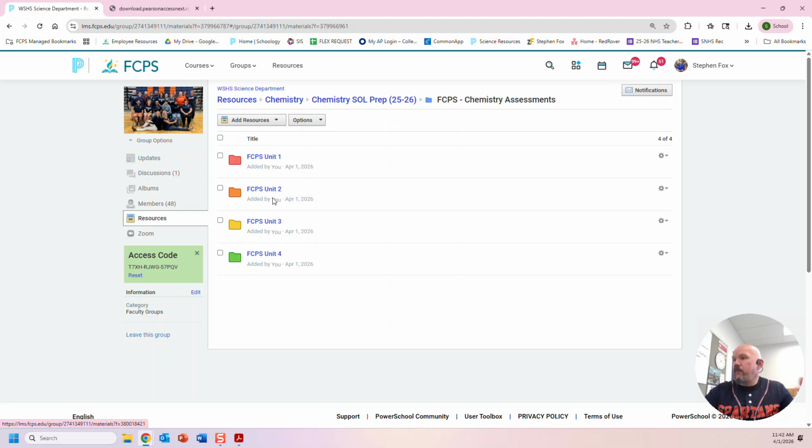And they have 4 of those things. So the way Fairfax County organizes their unit tests is basically quarters, right? So this would be the test after quarter 1. This is the test after quarter 2. This is the test after quarter 3. And this is at the end of the year, right? But if you understand the content in each of these assessments, you're going to be in really good shape.